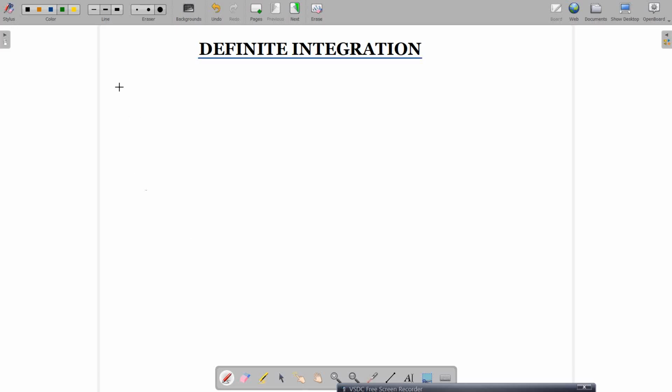Hello students, today we will learn some basic but very important concepts of definite integration, and I am assuming that you know about indefinite integration. Okay, so see why I am saying this. The first point is we know that integration of f of x dx is equal to some function g of x plus c, where c is some constant of integration.